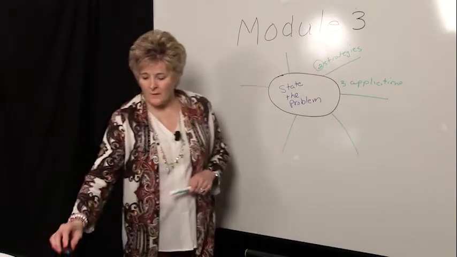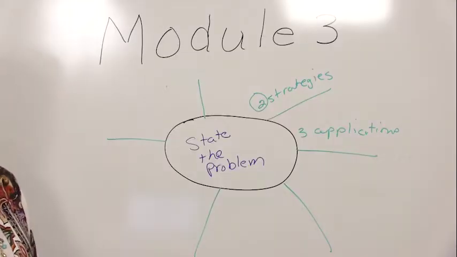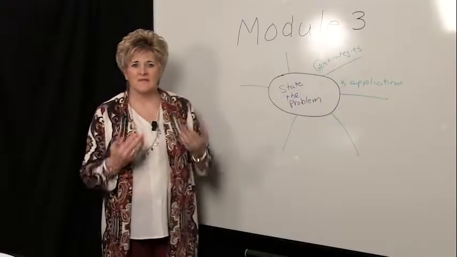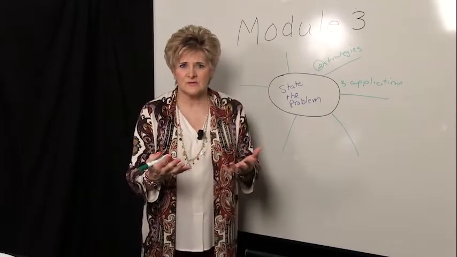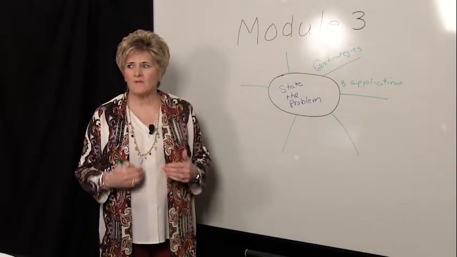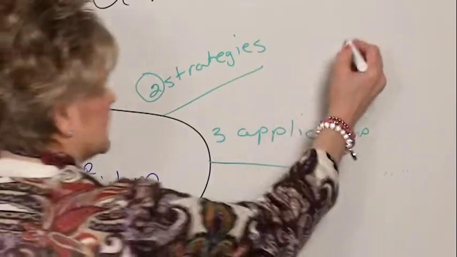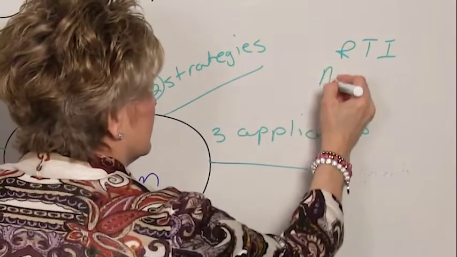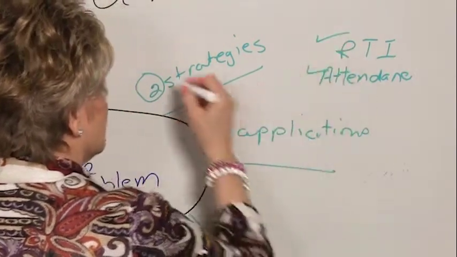So once you are starting to write, then you need to go back to your Venn diagram. As you go back to your Venn diagram, have I stated the problem? Have I started back answering how I'm going to help solve that problem? As I'm helping solve that problem, did I use 2 strategies? Yes, I did. I used RTI and I used attendance to help that student. There's my 2 strategies. Check.